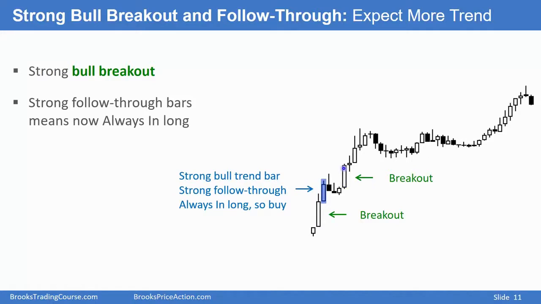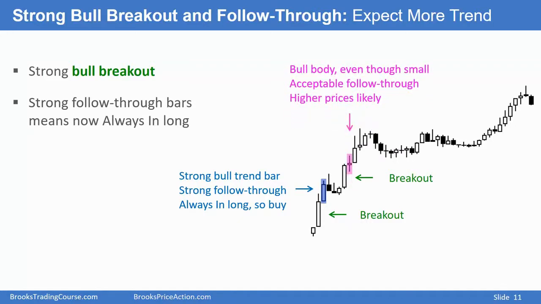Another bull breakout, another follow through bar. It's hard to see, but this little doji has a bull body. And that's important. If you get a follow through bar with a bear body, you have to wonder if the breakout will fail. But here we got a breakout and the follow through bar has a bull body. That increases the chances that the market is going higher. So when you see that, you know the probability is the market's going up.